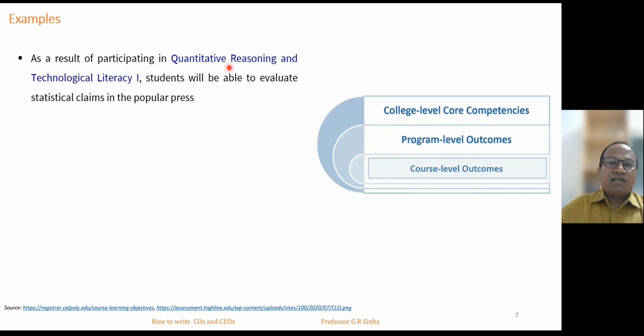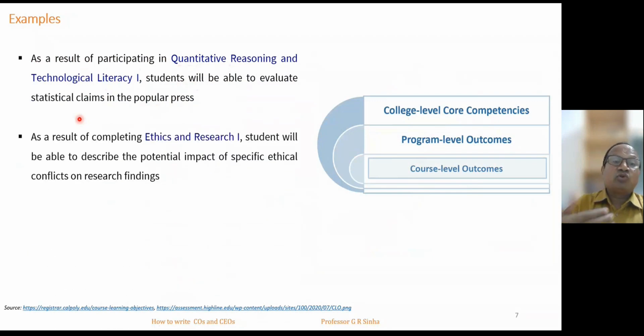Say there is a course, quantitative reasoning and technological literacy. So as a result of participating in this course, students will be able to evaluate statistical claims in the popular press. I mean, this may be under a program, say mass communication. Under mass communication, there is quantitative, not qualitative, quantitative reasoning and technological literacy. So with this, students will be able to evaluate some statistical claims. This is just an example of how to write.